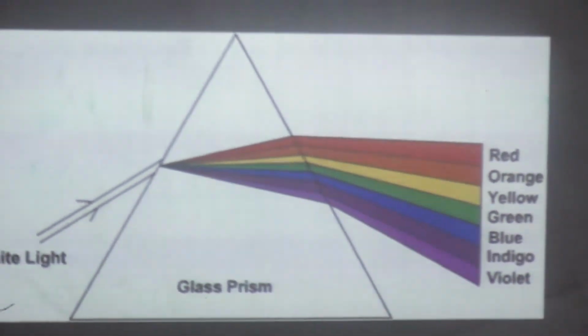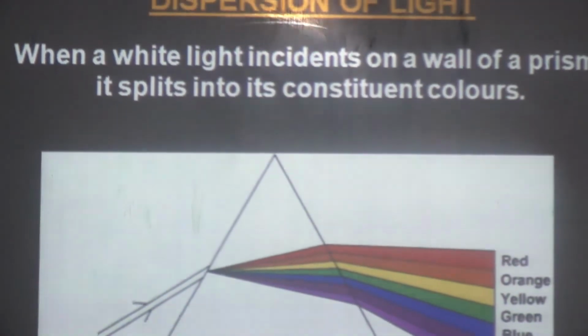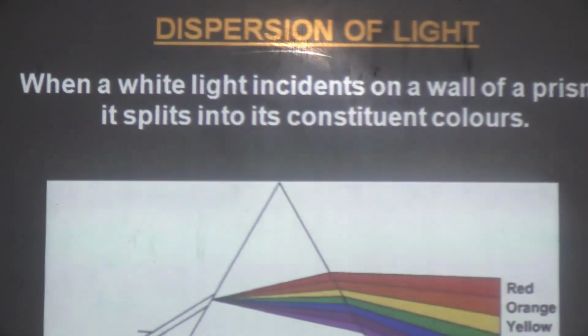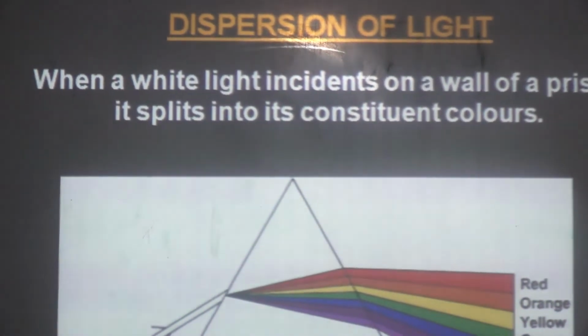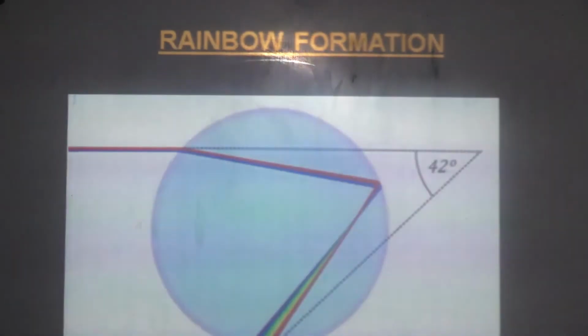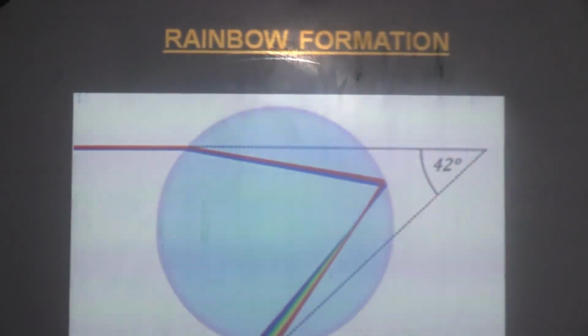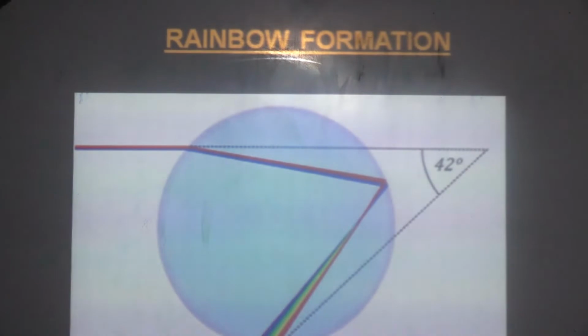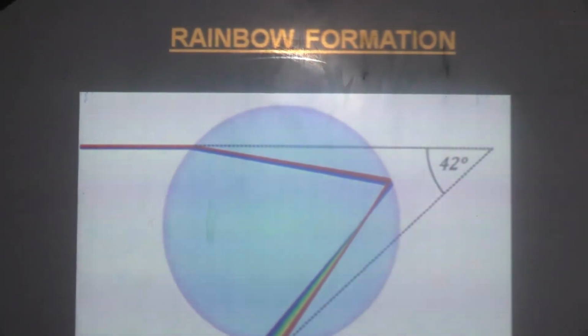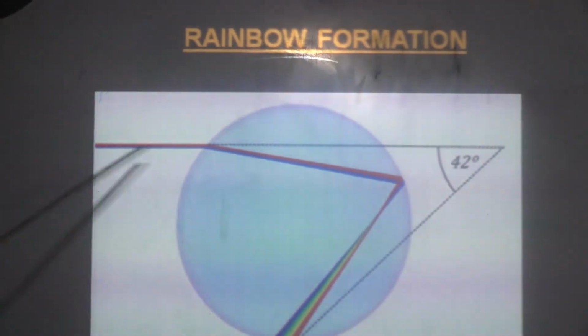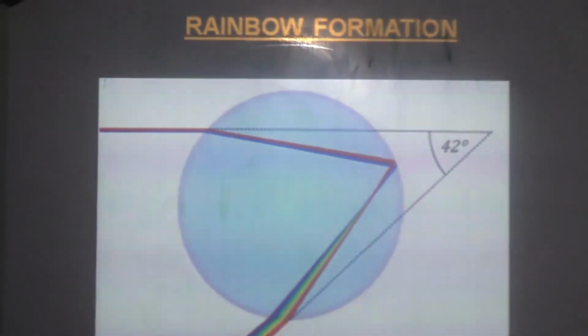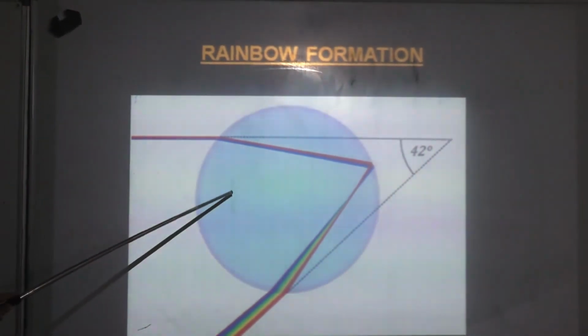So the most important natural phenomenon we observe with the help of this dispersion of light is rainbow formation. You observe rainbows in nature when rain is coming and sunlight and rain are both simultaneously coming. And this is the entire phenomenon observed in the rainbow. And this is the raindrop.